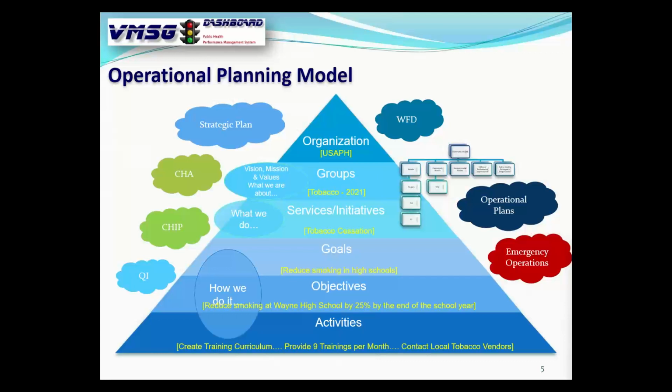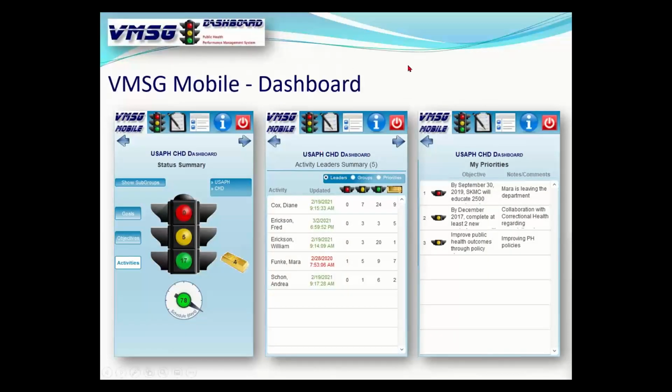Dashboard. What we did is we added a VMSG mobile version to the dashboard. So that screen that you just saw on your computer is the same as what you'll see on your phone if you log in, except it's now 3 screens. So the top left corner, the bottom, and the top right corner of the dashboard screen show up on your phone. You don't need to do anything.